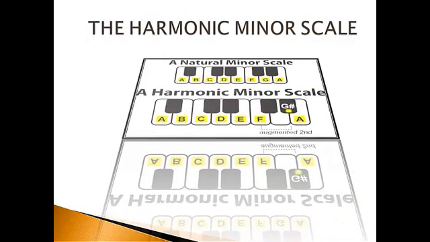The next scale that we're going to look at is the harmonic minor scale. The difference between the natural minor scale and the harmonic minor scale is that in the harmonic minor scale, the 7th degree is raised. Our A natural minor scale sounds like this. The minor harmonic scale sounds like this. There's the G sharp.